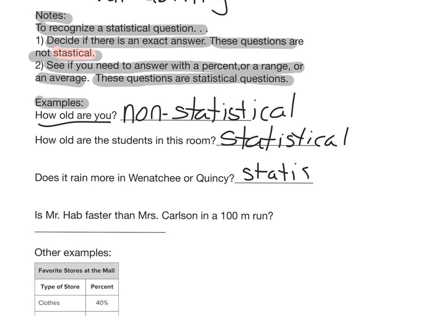And the next question is, is Mr. Hab faster than Mrs. Carlson in a 100-meter run? You're going to run a 100-meter race and you're going to find out one answer to that. It doesn't depend on other things. So he either is or he isn't, so that is not statistical. So we're going to write non-statistical there.